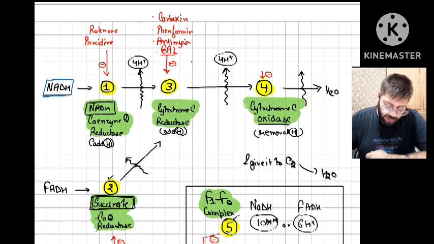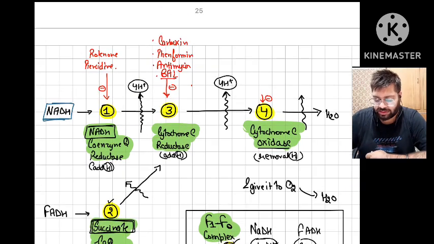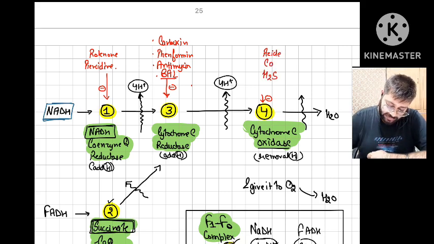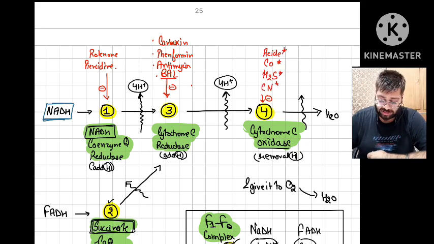The inhibitors of complex 4 end with ide. These are azide, carbon monoxide, hydrogen sulfide, cyanide. Important. We are only discussing a few; there is a whole list.